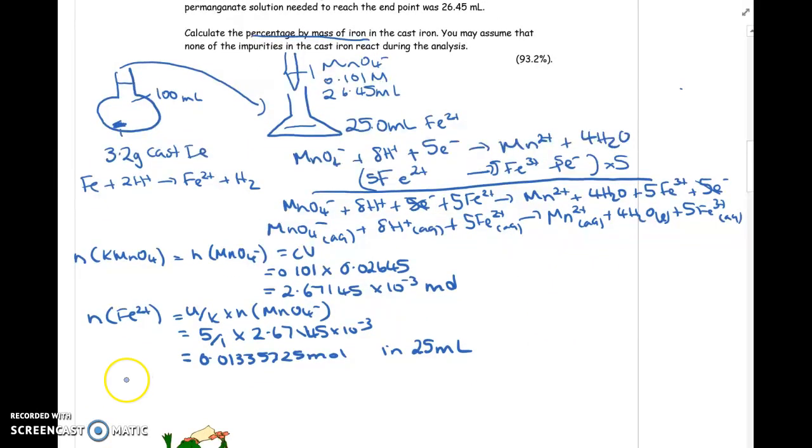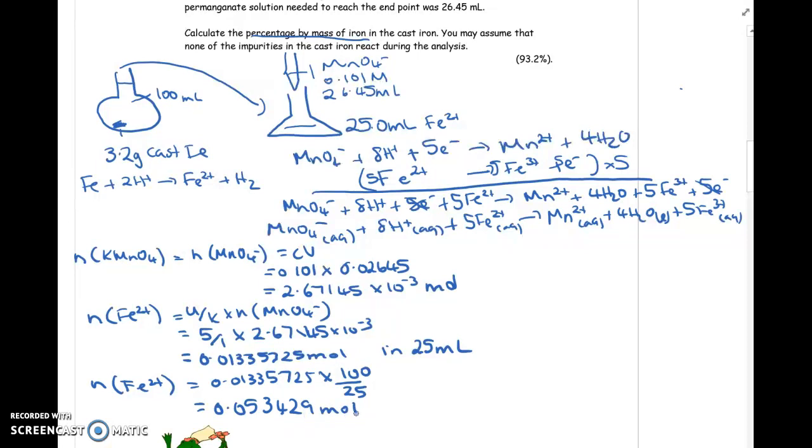Now that's in 25 ml, and we obviously need to know it in 100 ml. So the number of moles of iron 2, we're going to ratio up, will equal 0.013335725 times 100 over 25. And this comes out to be 0.053429 moles.